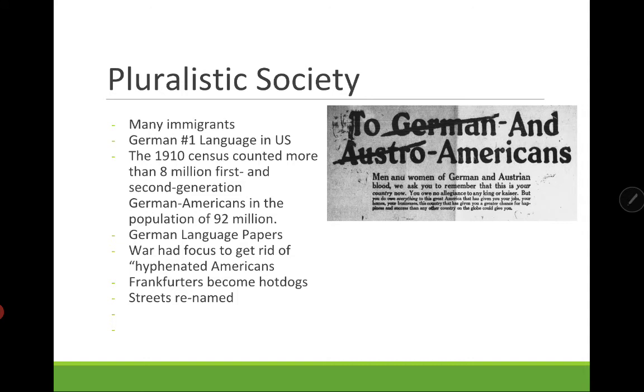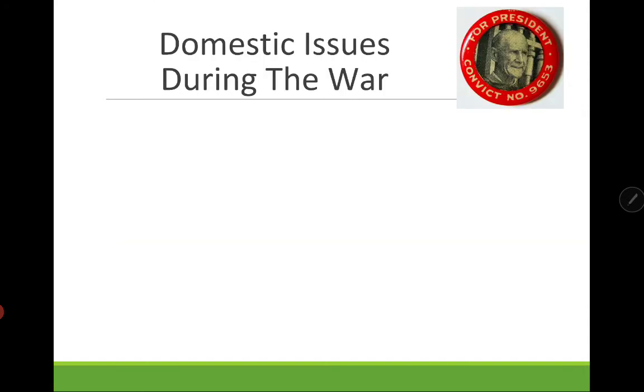People are going to stop printing German language newspapers. We are going to call Frankfurters hot dogs, hamburgers, right? Or, I don't know, freedom burgers, and all these different things. So we are kind of stripping away people's German ancestry, and they are trying to assimilate into the American way of life. And there was a lot of push from the government to do this.